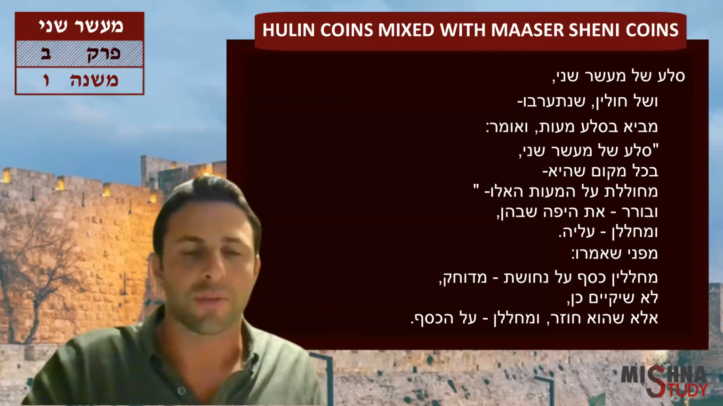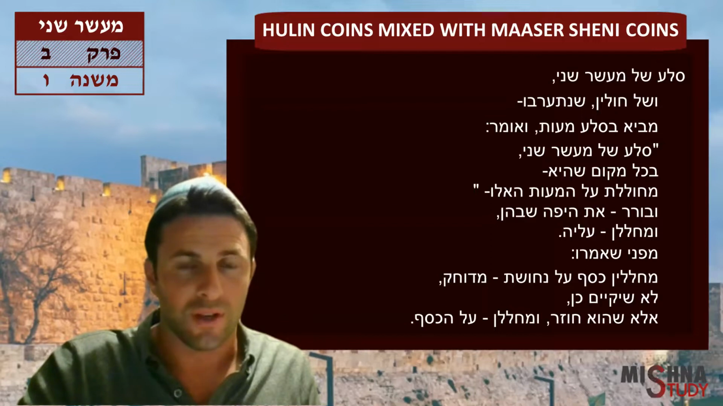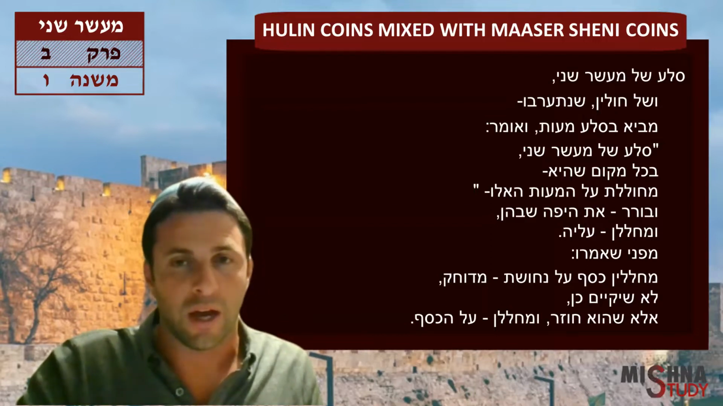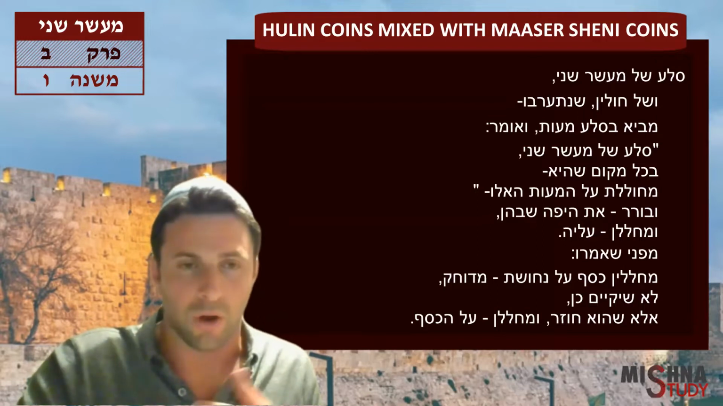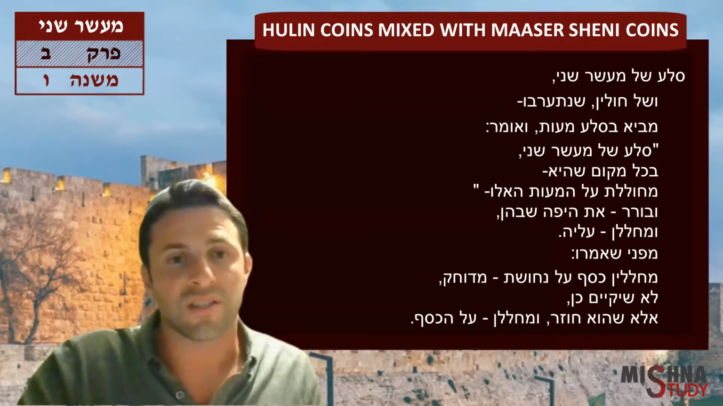Over here in this Mishnah, we're going to speak about Hulin coins that got mixed up with Maaser Sheni coins. Now, when I'm talking about coins, there are two different types of coins. We mentioned in the last Mishnah the Ma'ot. Ma'ot generally are copper coins. Now we have Sela. Sela is a silver coin.